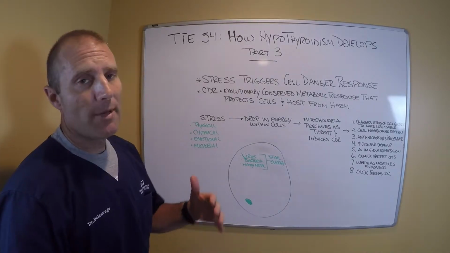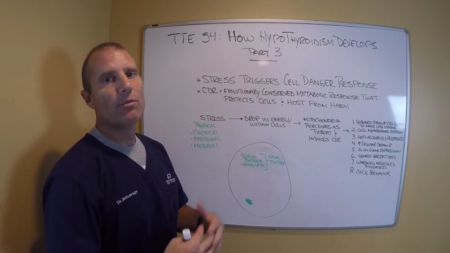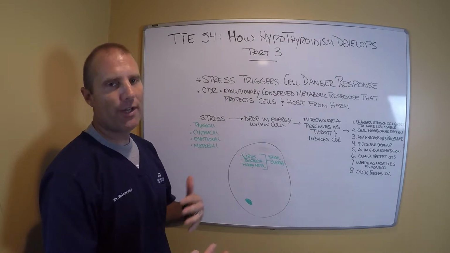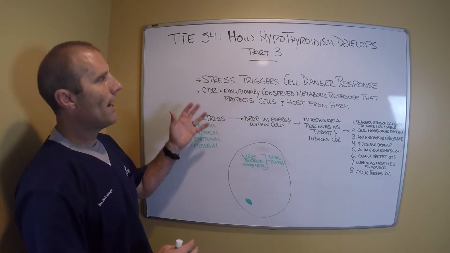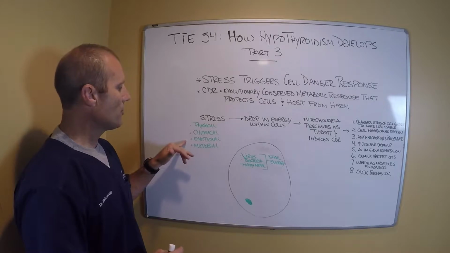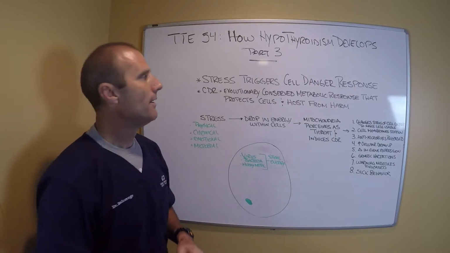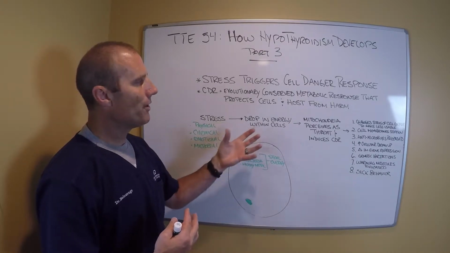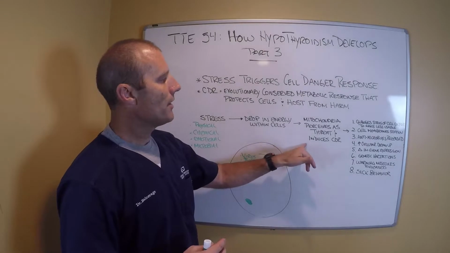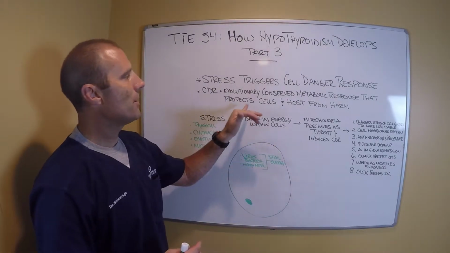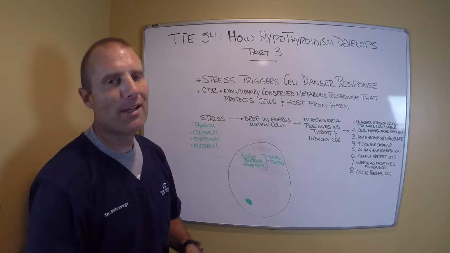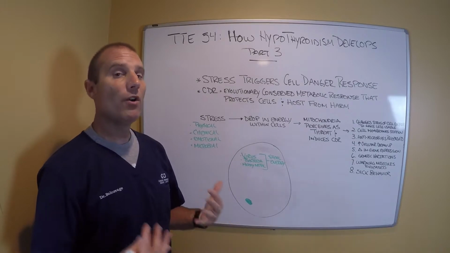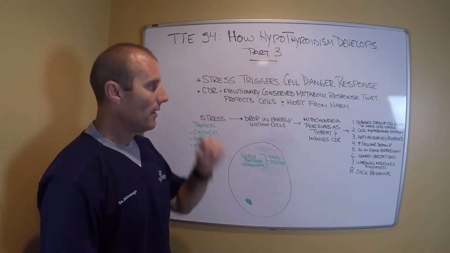So we talked about how stress can trigger what's called a cell danger response, and we wanted to touch on that and explain it a little more today. Stress, whether physical, chemical, emotional, or microbial, can create a drop in energy within the cell and trigger this cell danger response. It is an evolutionarily conserved metabolic response whose main goal is to protect the cells and the host, okay? Unfortunately, sometimes we don't feel good when that process is going on.